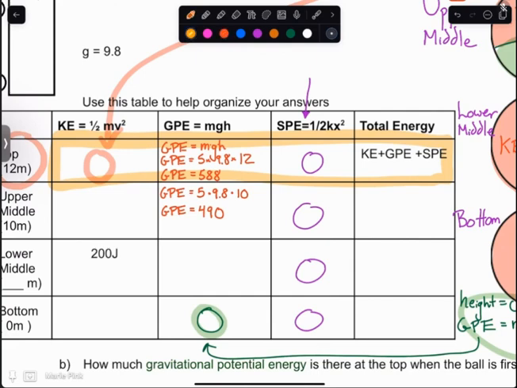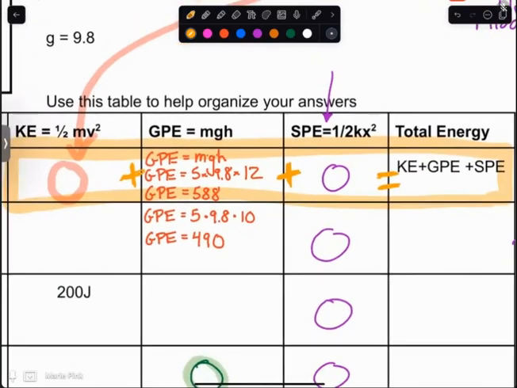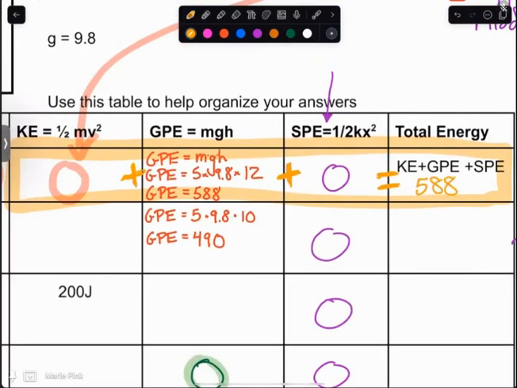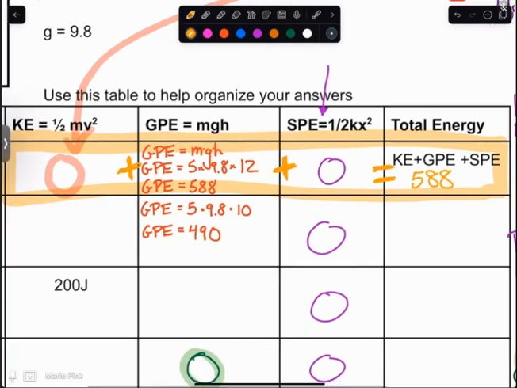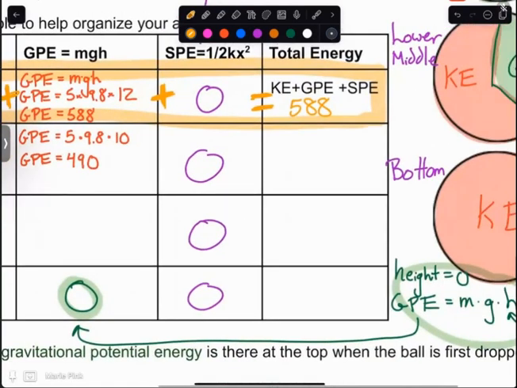So as soon as we have all but one thing, we can figure out the missing box. Total energy is just the 3 types of energy added together. So 0 plus 588 plus 0 is 588. Now, if you remember, energy cannot be created or destroyed. The whole time the energy stays the same, so regardless, all of these have to have the same amount of energy. That means all of these have 588.